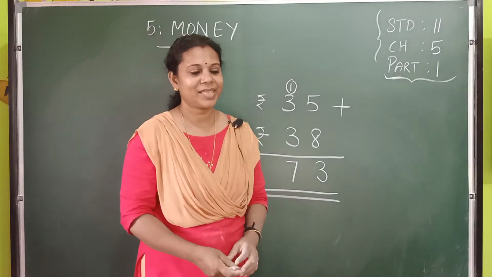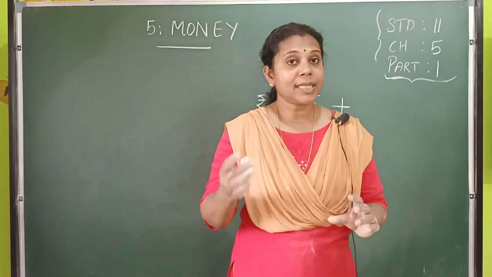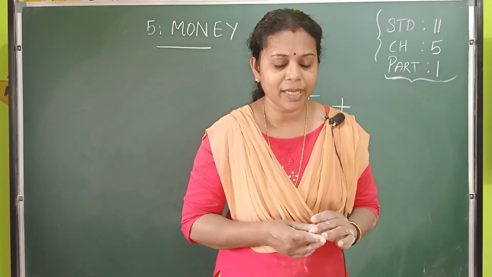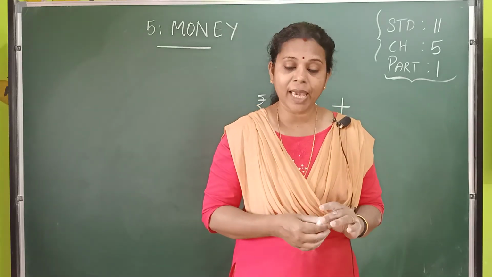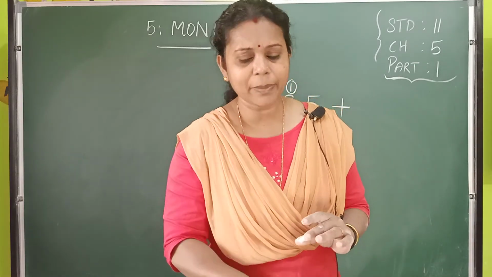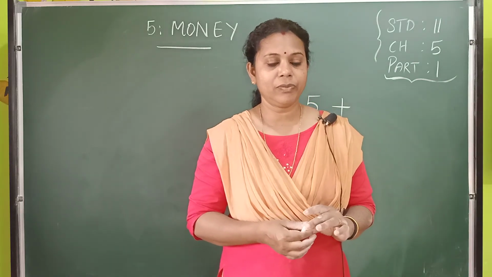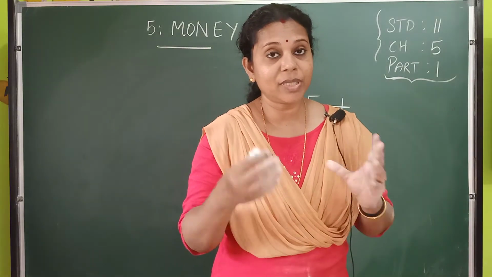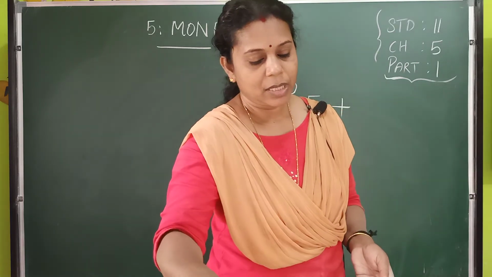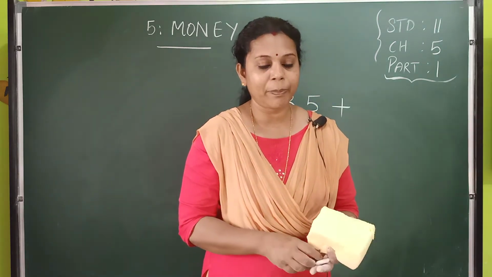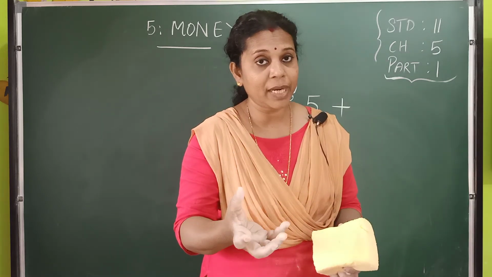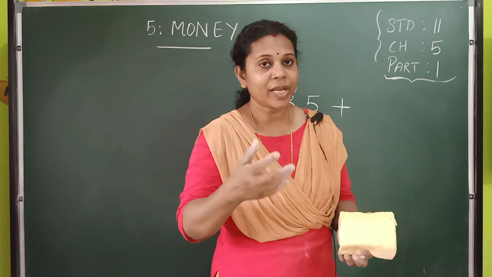One more problem. Shilpa bought certain things from a grocery shop. They are salt for rupees 5, then jam for rupees 28, then rice for rupees 50 and vegetables for rupees 55. So from a shop she bought these items. Which are they? Salt, jam, rice and vegetables. How much money did she pay to the shopkeeper?